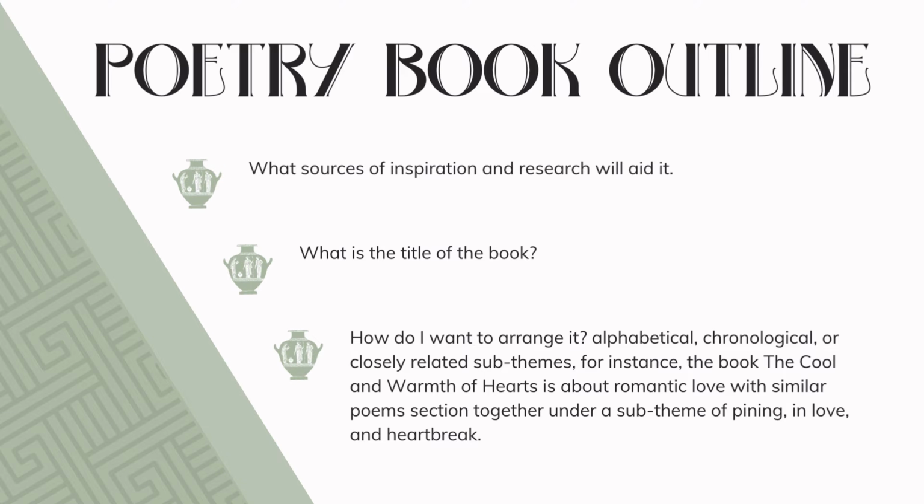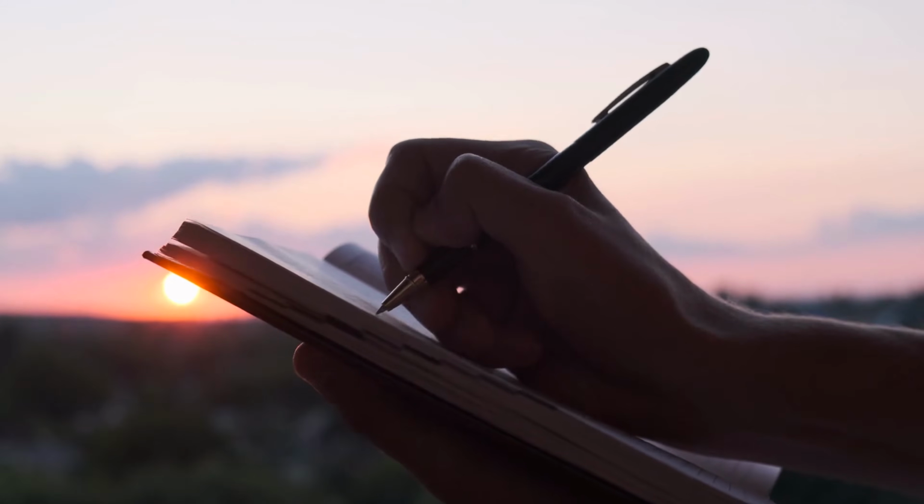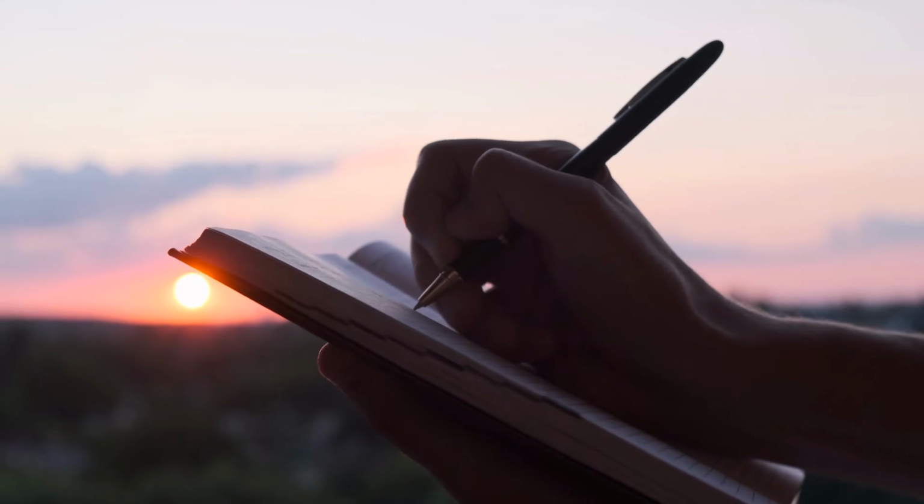For instance, the book The Cool and Warmth of Hearts is about romantic love, with similar poems sectioned together under a sub-theme of pining, in love, and heartbreak. I go into more detail on how I answer these questions when planning a poetry book and before I map out each poem in the collection.